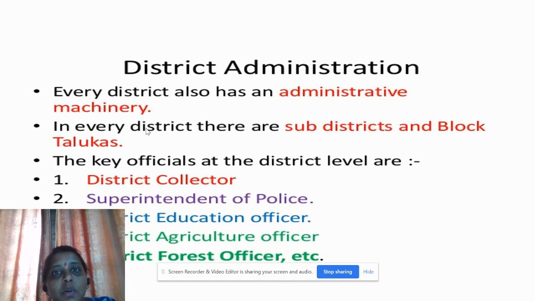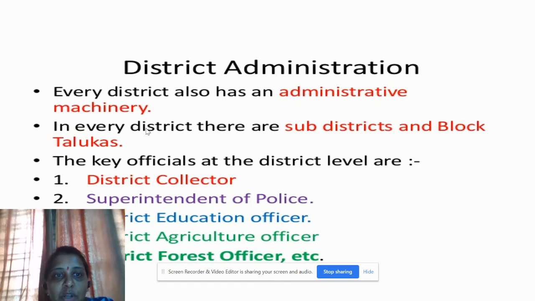Now, every district also has an administrative machinery. In every district, there are sub districts and block taluks. The key officials at the district level are the district collector, who is the head of the district, and the superintendent of police, who is the head of the police department for a district. The next level after the superintendent of police is the deputy superintendent of police.